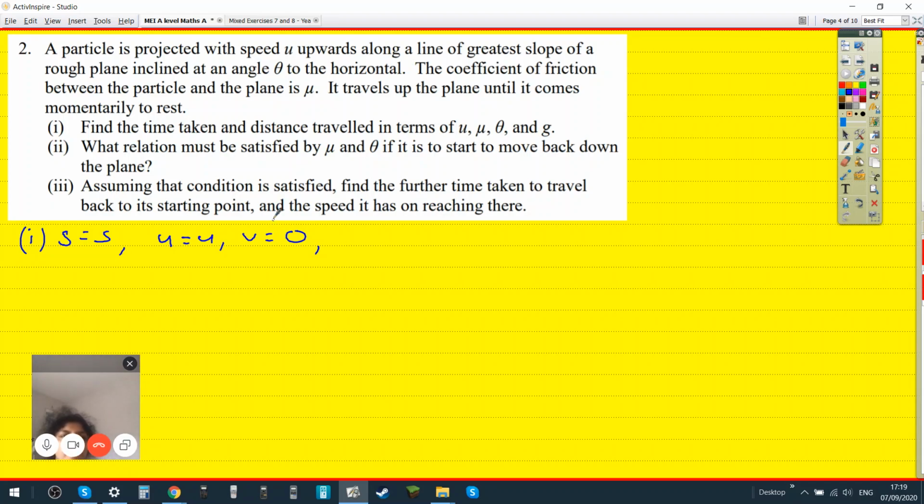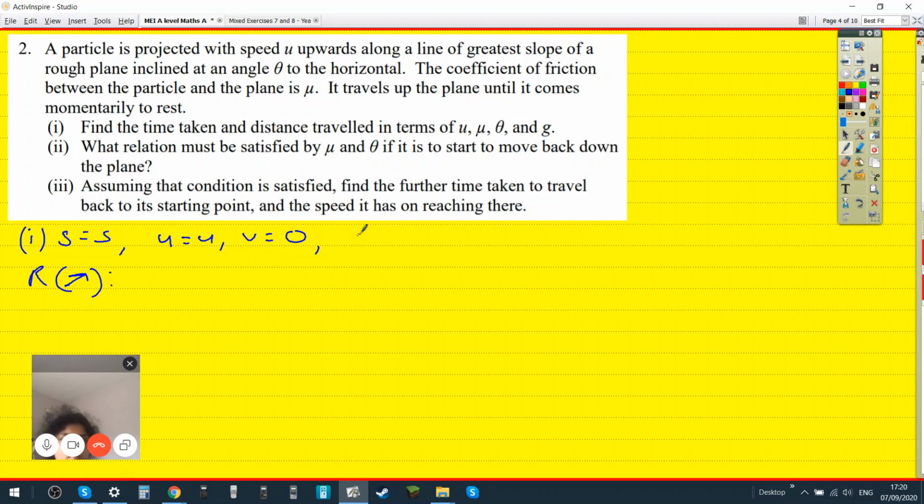u upwards along the line, momentarily to rest. Let me see. A practical split. Okay. Speed u, so we're resolving in this direction. So that's u.